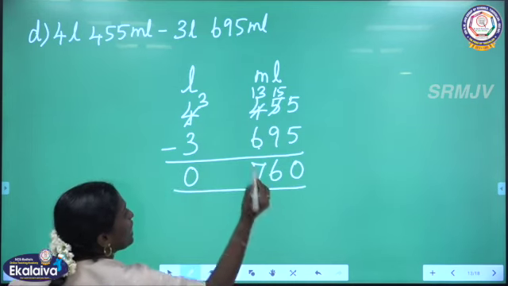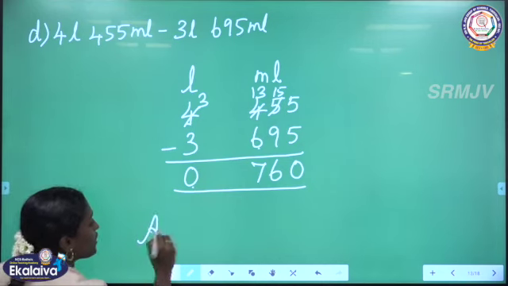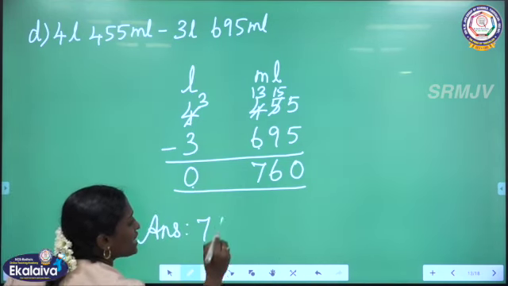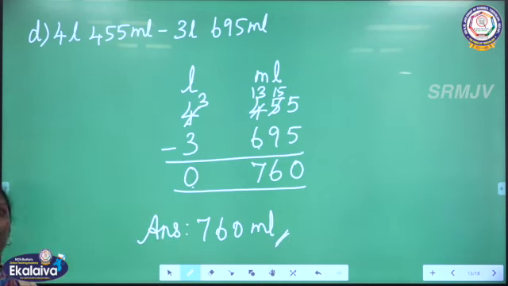So 0 liter and 760 milliliter. Here 0 in liter, so we can take 760 milliliter alone. So the answer is 760 milliliter.